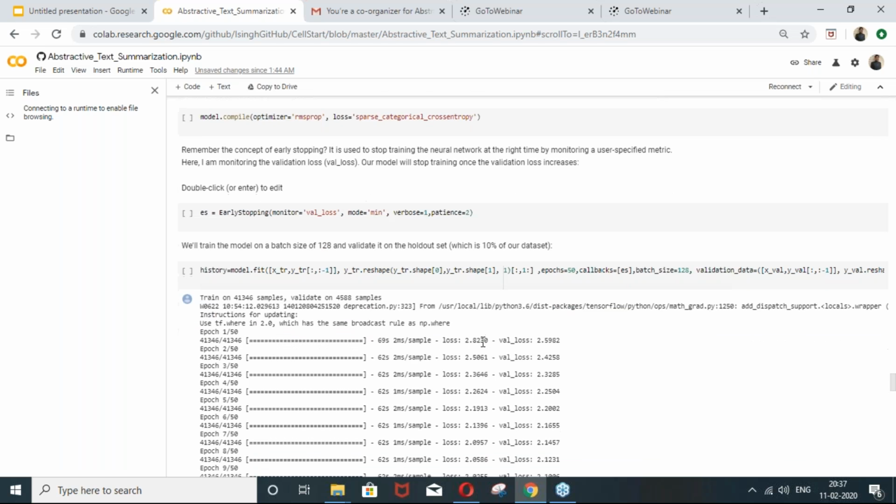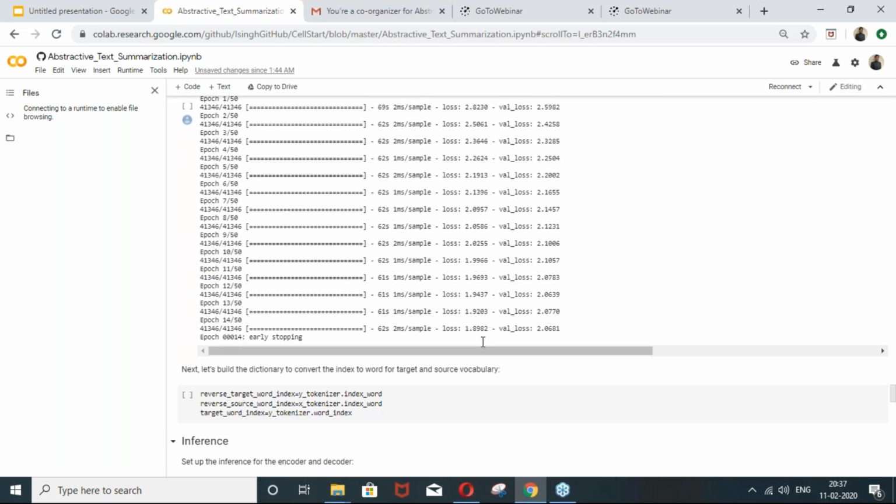I've already run all the epochs. As you can see, after running, it shows that at this epoch we are doing the early stopping, so it stops at this point of time. After running the epochs, the major part is done.